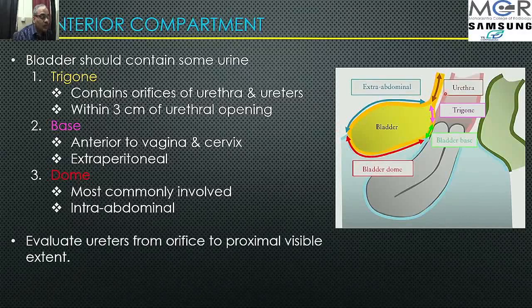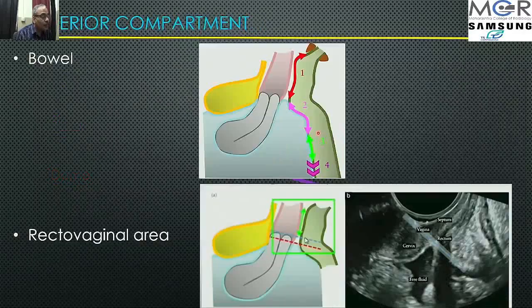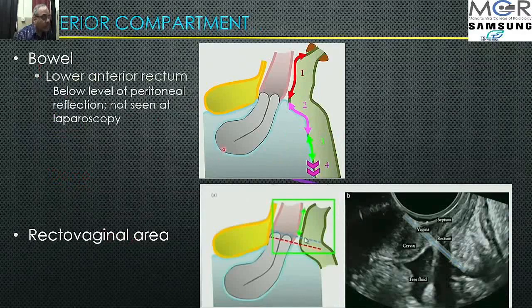And then we need to evaluate the ureters from the orifice to the maximum proximal visible extent. The posterior compartment includes the bowel and the retrovaginal area. The bowel includes the lower anterior rectum, that is below the level of peritoneal reflection.